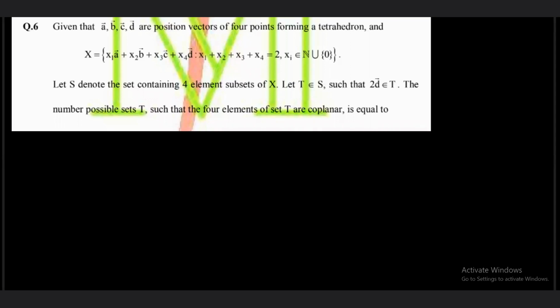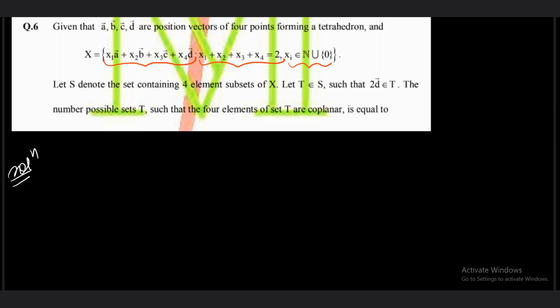Given that vector A, B, C, D are position vectors of 4 points forming a tetrahedron. These are 4 points forming a tetrahedron. And X is a set containing the vector of the type x1a vector, x2b vector, x3c vector, x4d vector. यानी some linear combination of a, b, c, d with the constraint that जो scalars हमने use किए हैं उनका sum 2 होगा. And all the scalar quantities xi जो है they are natural numbers union 0.